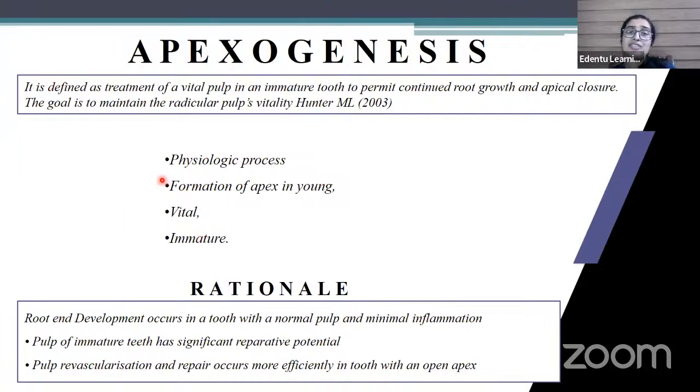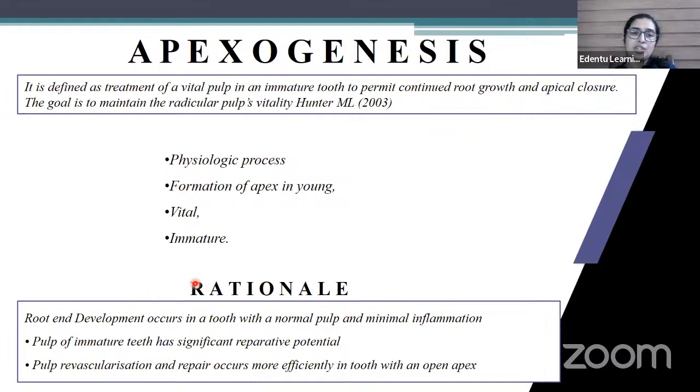Yeah, so it is a physiologic process in which we are trying to help the formation of the apex in a young permanent tooth. So that is regarding apexogenesis. So just have an idea regarding what it is. Basically, we are helping a vital pulp in an immature tooth to permit its continued root growth. Okay, we are just putting some materials in such a way that we are helping that particular tooth to continue its root growth on its own.